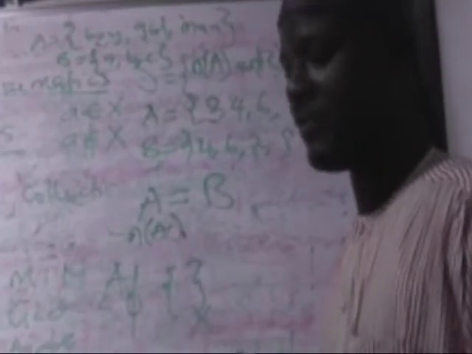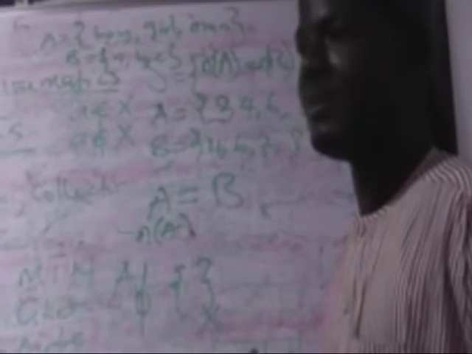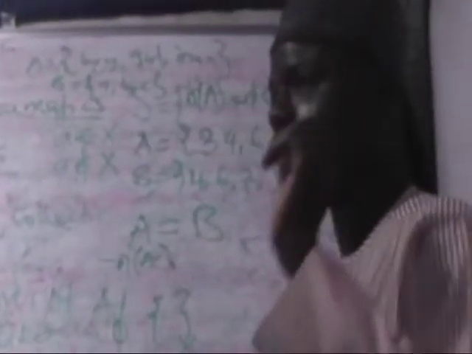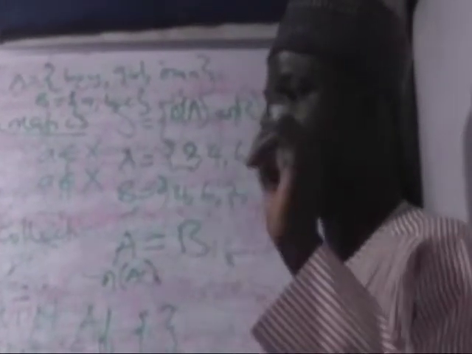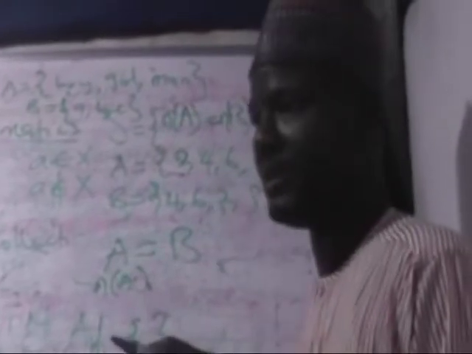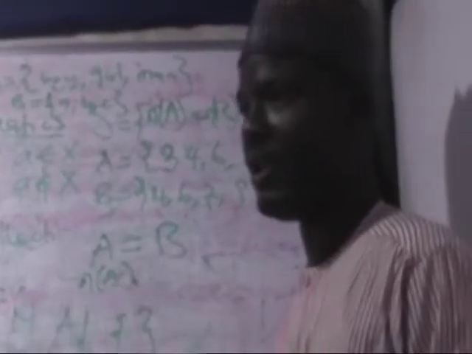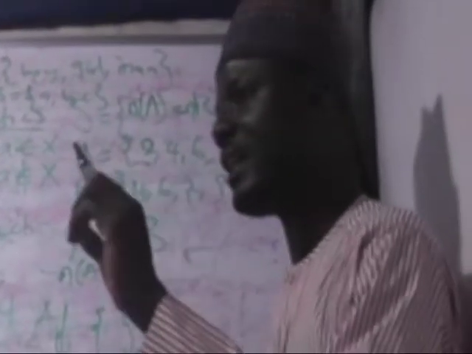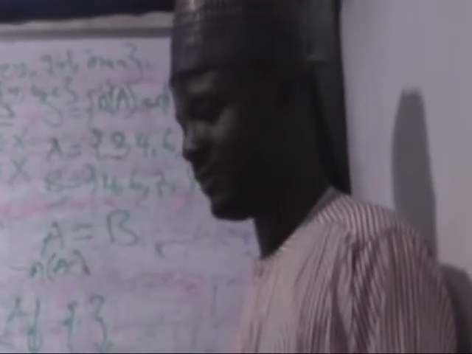Another example of infinite set is natural numbers. When you have a set of natural numbers and it's not specified. Remember we said natural numbers are a set of counting numbers from 1 up to infinity. So if it is not specified, that set is infinite.